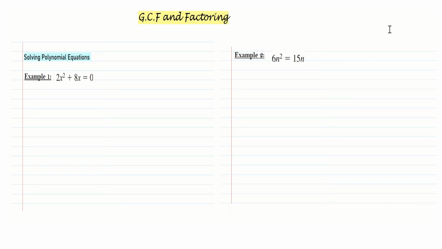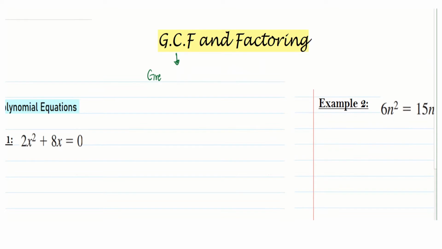So in this video, you're going to learn how to use the G.C.F. to turn a polynomial equation into an equation that's in factor form so that we can go ahead and find the roots of each of these equations, which is the same thing as solving the equation by using the zero product property.